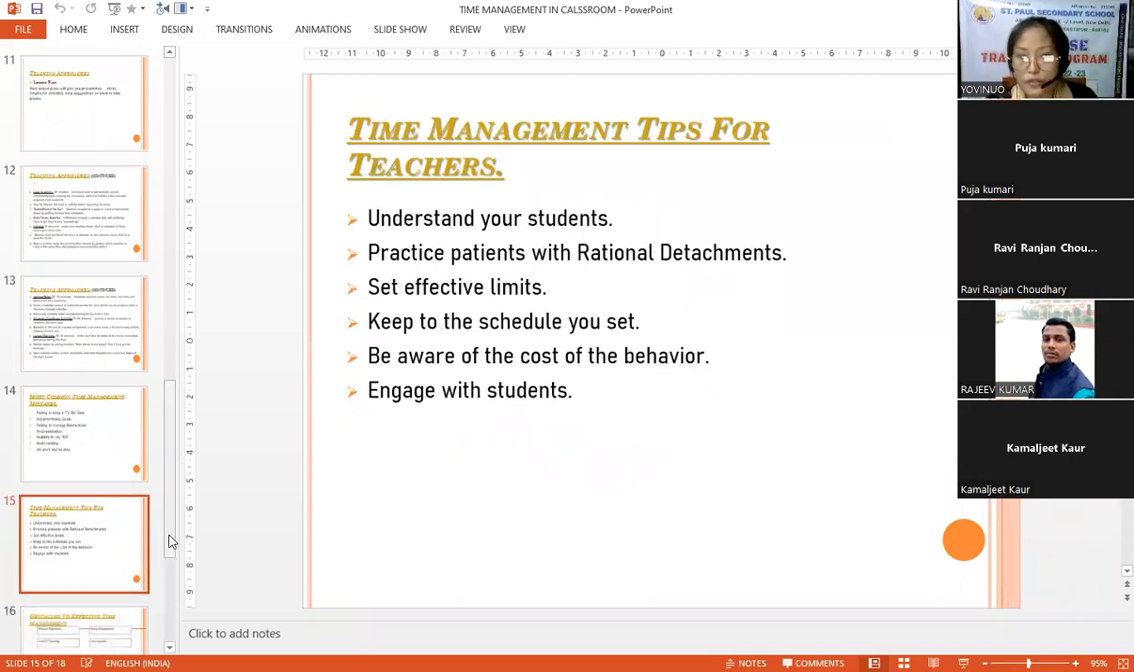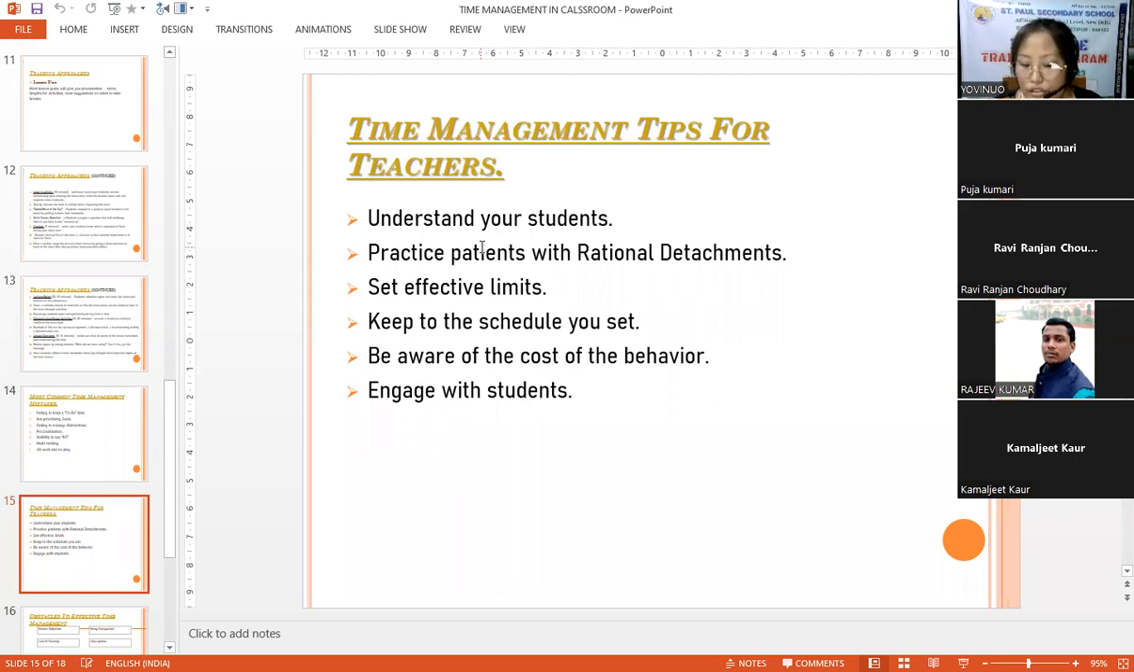Time management tips for teachers. There are 6 points which I would like to discuss. The first point is understanding your students. Practice patience with rational detachment. Set effective limits. Keep to the schedule you set. Be aware of the cost of the behavior. Engage with students.